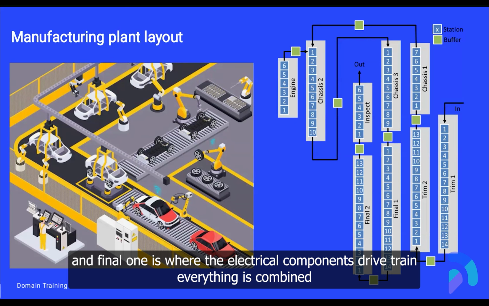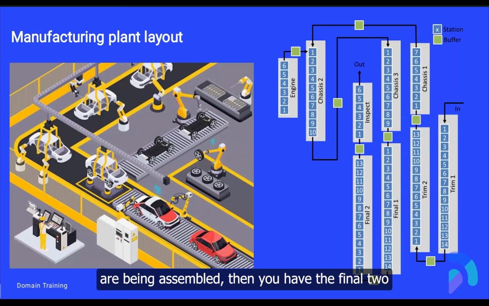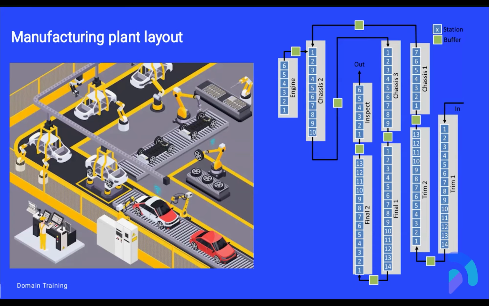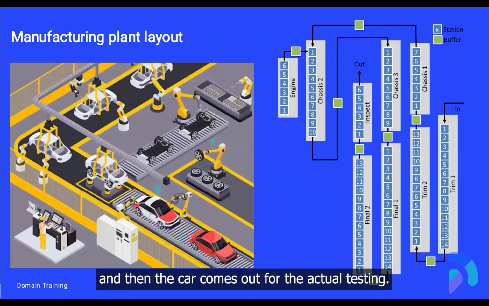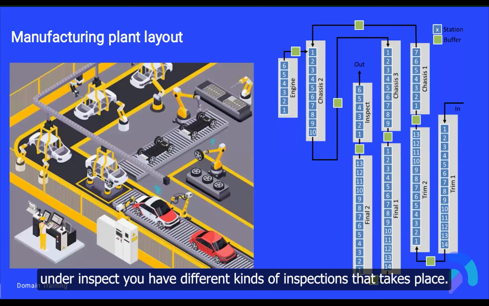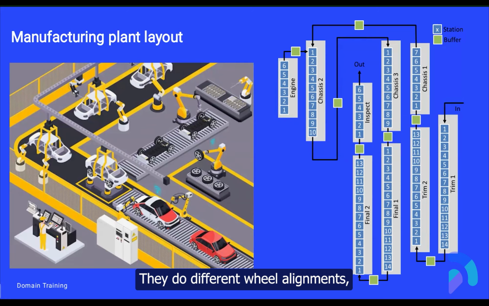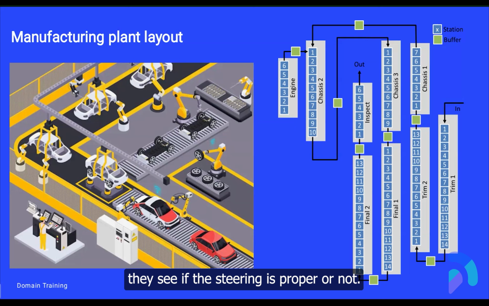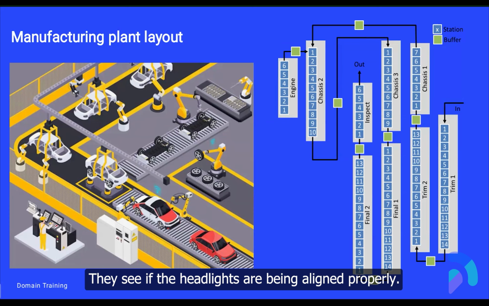And the final one is where the electrical components are assembled. Then you have the final two, where a different set of tests are done, and you have the final inspection. And then the car comes out for the actual testing. So under inspect, you have different kinds of inspections that take place. They do different wheel alignments. They see if the steering is proper or not. They see if the headlights are aligned properly.